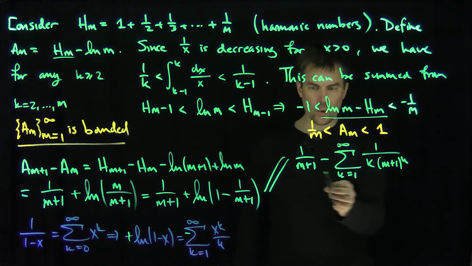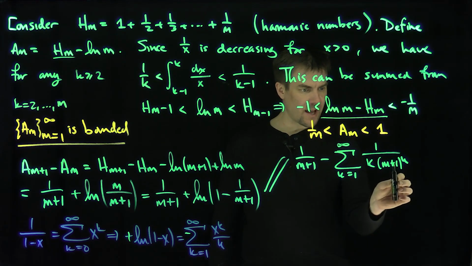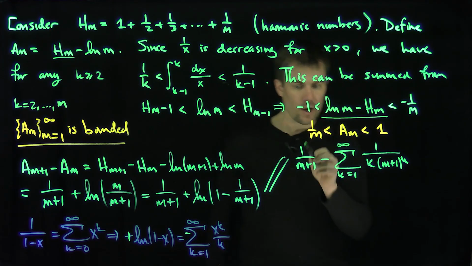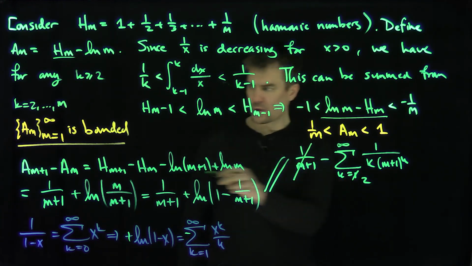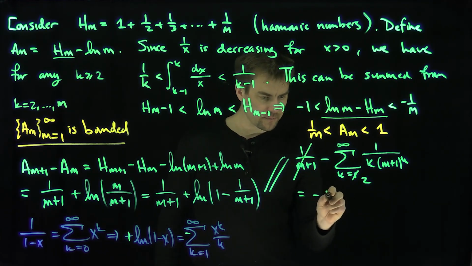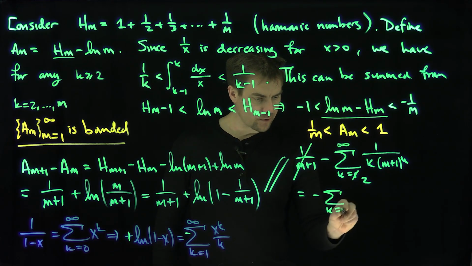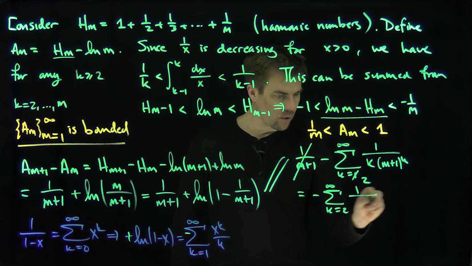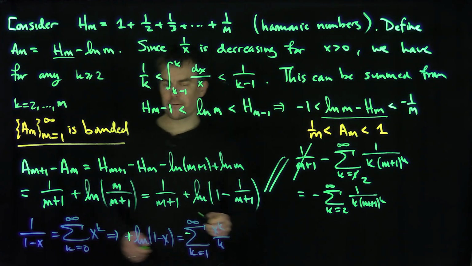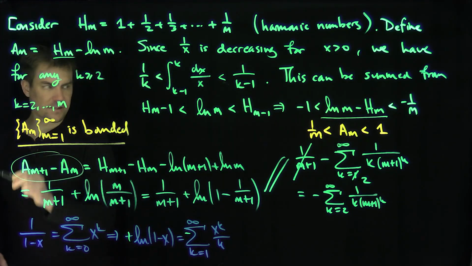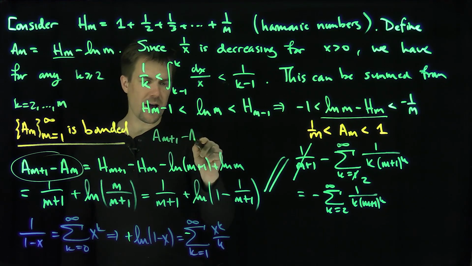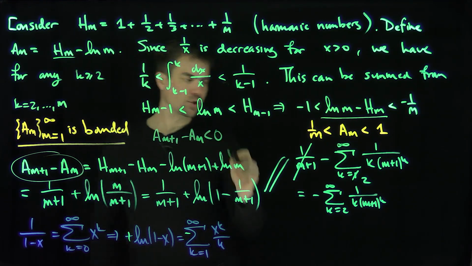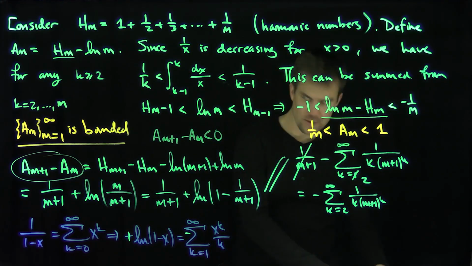What happens if I plug in k equals 1? This is a 1, this is an m plus 1 to the 1 power, so that's going to cancel out with the first term, and that turns into a 2. And so this difference is just negative the sum k goes from 2 to infinity of 1 over k times m plus 1 to the power k. And therefore, this is less than 0. So a_{m+1} minus a_m is less than 0, and that shows that the sequence is decreasing. So a_m is a decreasing sequence.